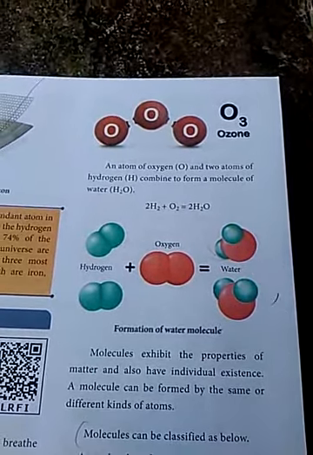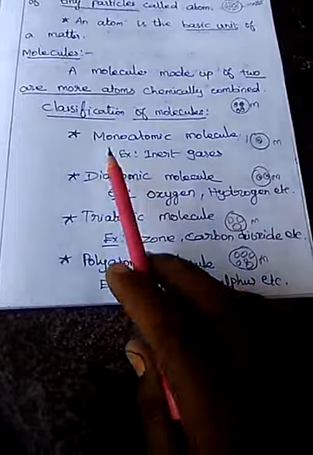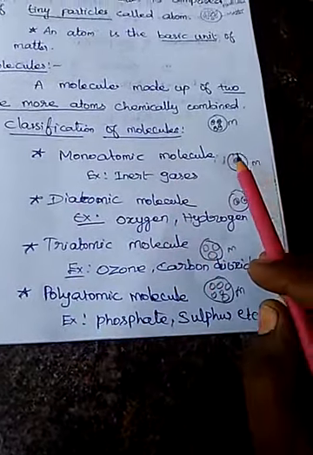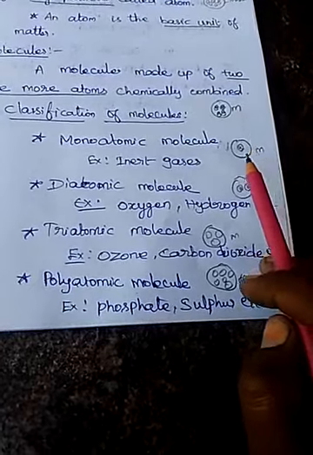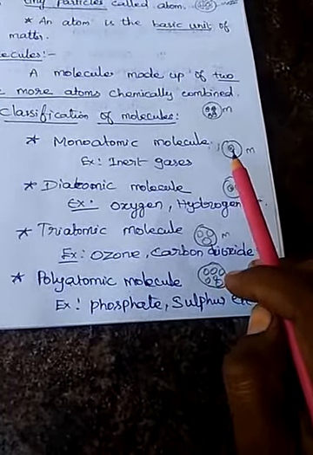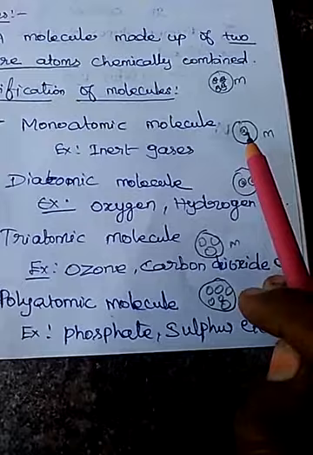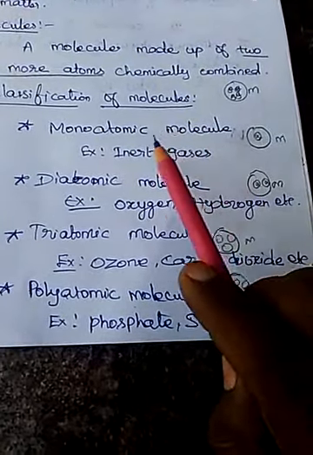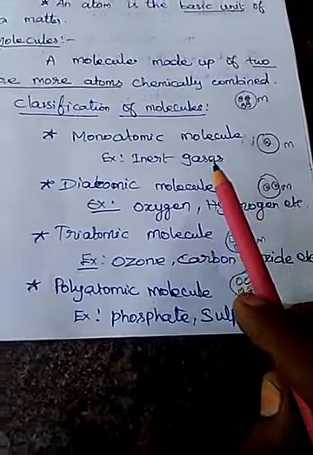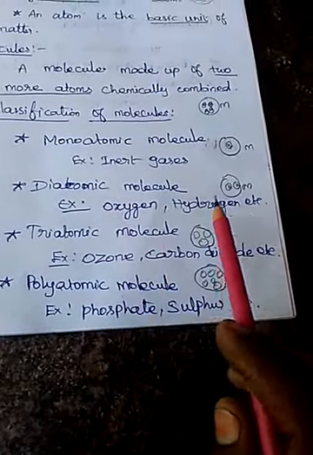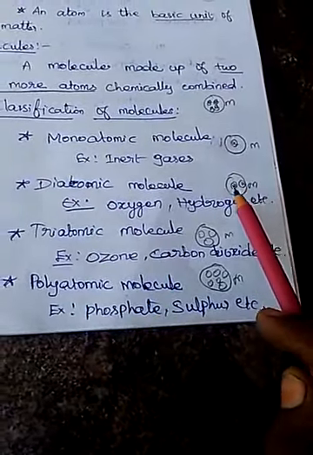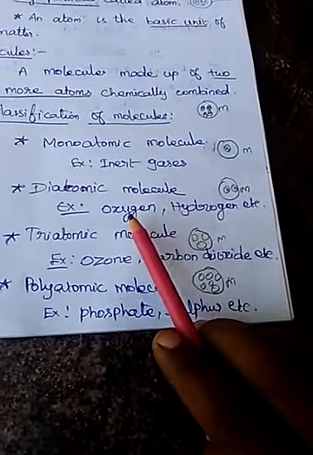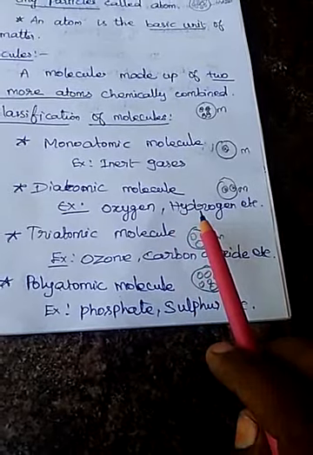Okay, students. Then we see classification of molecules. First one, monoatomic molecule. A molecule that contains only one atom is called a monoatomic molecule. Example, inert gases. Then second, diatomic molecule. A molecule that contains 2 atoms is called a diatomic molecule. Example, oxygen, hydrogen.